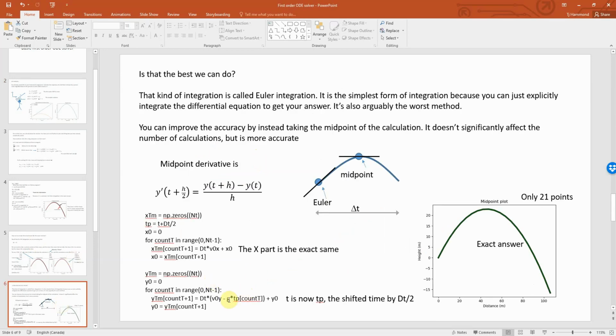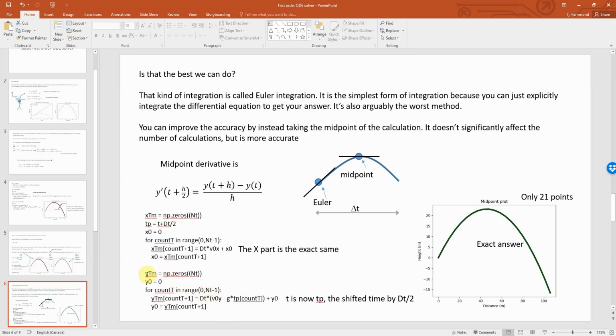What we get is that the midpoint will give us exactly the answer because this goes as t squared. So just as the Euler integration gives us the exact answer for something that goes as t, midpoint integration gives us the exact answer for something that goes as t squared. That's easy enough, but of course not all problems go as just some simple polynomial of time. But in this case, it works well because all we're looking at is a parabolic trajectory.